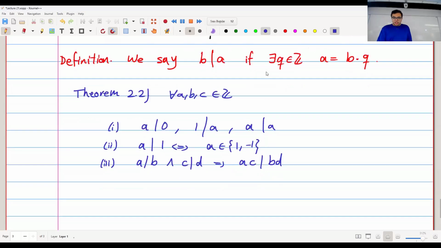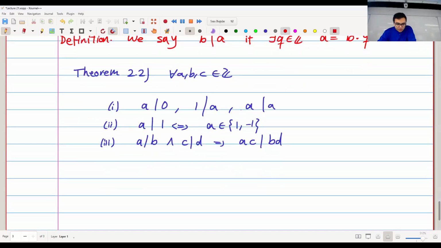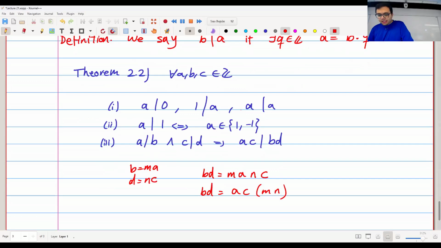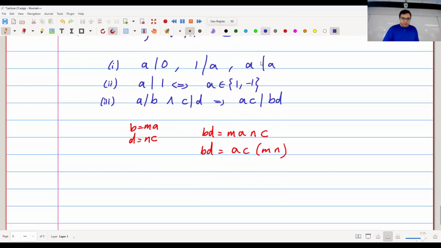Okay. Just write the definition. What does it mean for A to divide B? It means that B is something, let's say M times A, right? And this one means that D is something, let's call that N times C. Okay, so what is BD? BD is M times A times N times C, right? Take the AC to one side, so BD is AC times MN, so BD is AC times something, so AC divides BD.